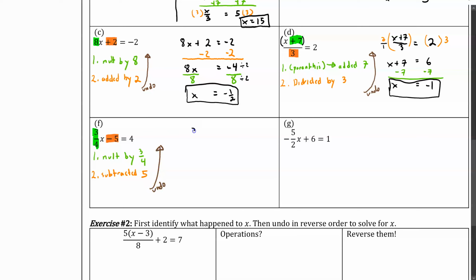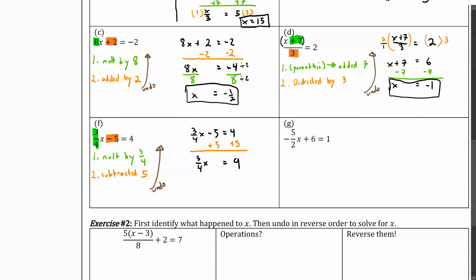So the original problem, 3/4 times x minus 5 equals 4. So the inverse of subtracting 5 is to add 5 to both sides. On the left-hand side, this gives us 3/4 times x equals 9.